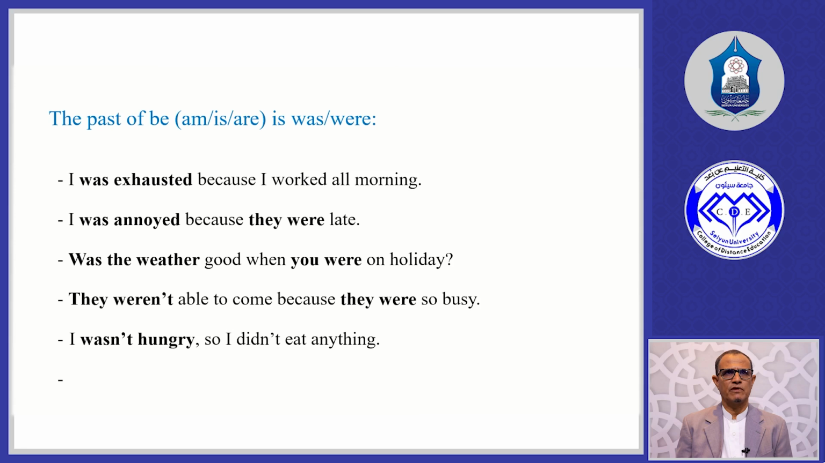Okay, the past form of is is was, and the past form of are is were. For example, look, we have: I was exhausted because I worked all morning. Here we have "I was". This is a sentence in the past simple tense because "exhausted" here is an adjective. So, I was exhausted because I worked all morning.